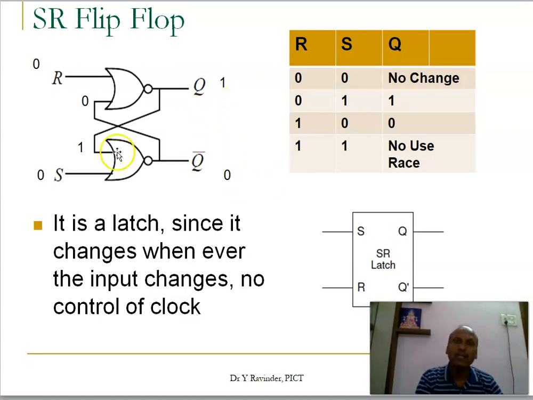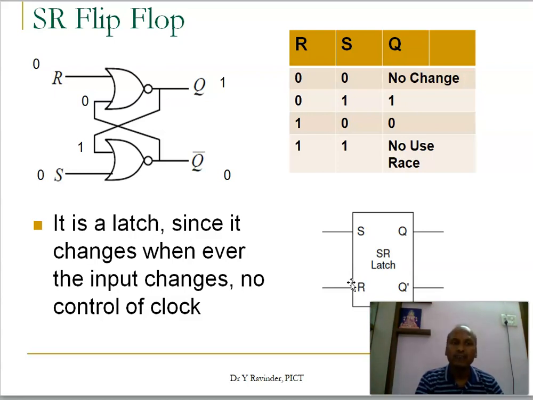So this can be diagrammatically represented by a simple block. Inside it is called SR latch, with S and R and Q complement. So this is a latch since it changes whenever the input changes, with no control of a clock. So this is the SR flip-flop you can understand.